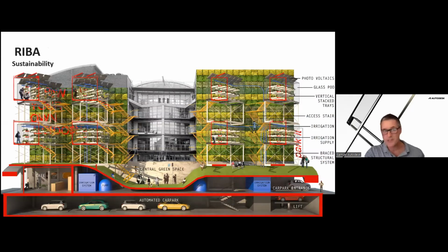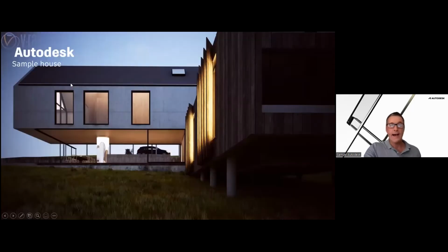I'm also very passionate about things like sustainability. I worked on several competitions when I was in London for the RIBA. My claim to fame at Autodesk is I got to design the sample house that actually ships with Revit. This is the original design. The one that you open in Revit is a little bit different, but this is the design intent.